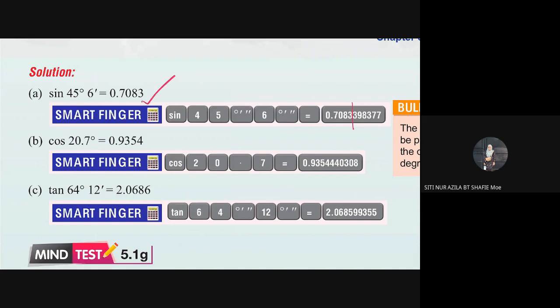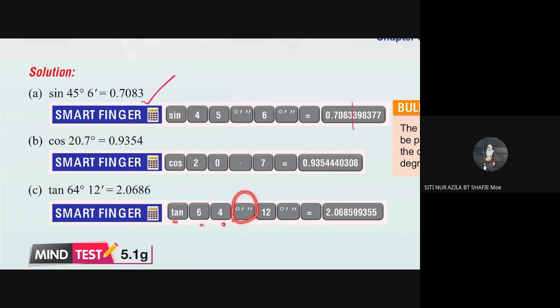Okay, now for cos, same as before, but now press cos 20.7 and then equal sign. And then you'll get the answer 0.935440308. Same as before, round it off to 4 decimal places. 1, 2, 3, 4. Stop at the first 4. Then you will get your answer 0.9354.